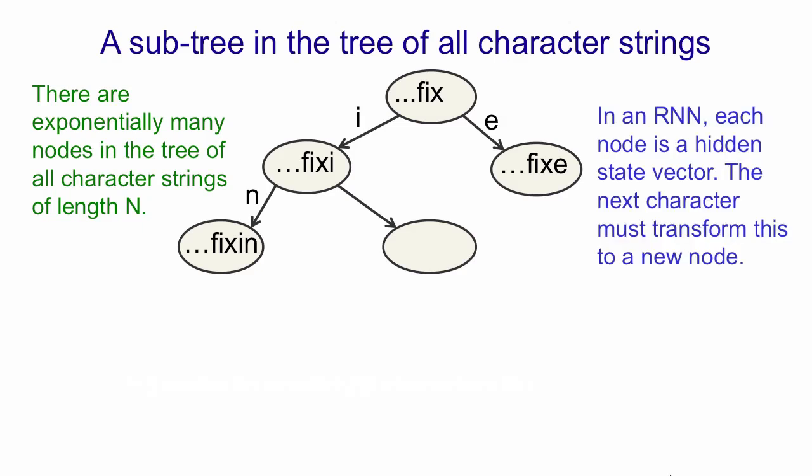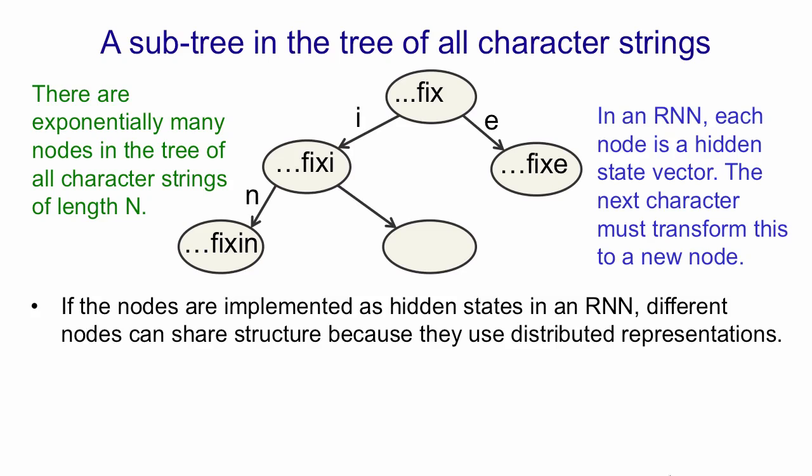In an RNN, we try and deal with the fact that the full tree is enormous by using a hidden state vector to represent each of these nodes. So now what the next character has to do is take the hidden state vector that's representing a whole string of characters followed by fix and operate on that hidden state vector to produce the appropriate new hidden state vector if the next character was an i. So when you see an i, you want to turn the hidden state vector into a new hidden state vector.